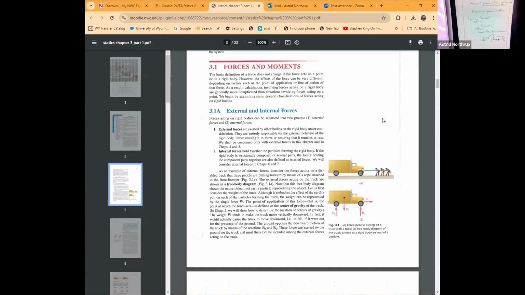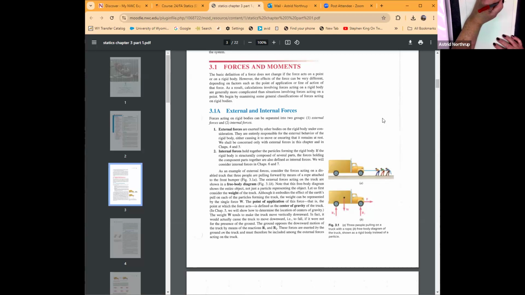There's also, within external forces, something they don't talk about too much here, but we'll go ahead and talk about it so we have the verbiage. External forces can be either applied forces, like the guys pulling on a rope on the front of that truck, or they can be reactive forces.